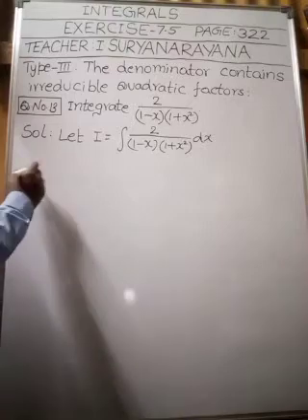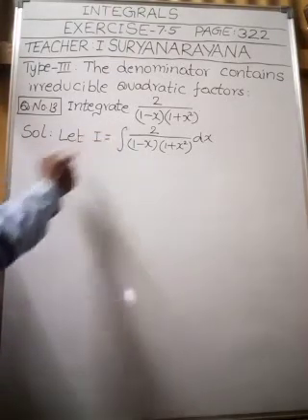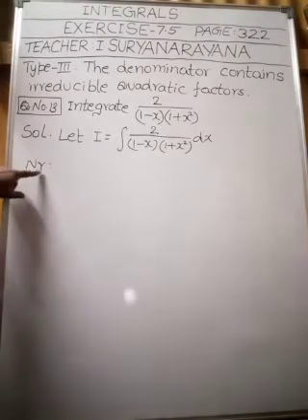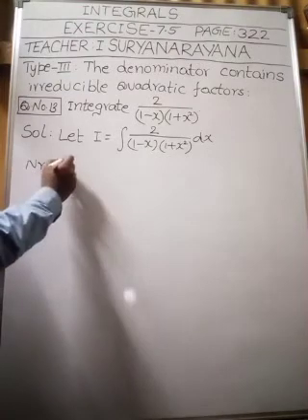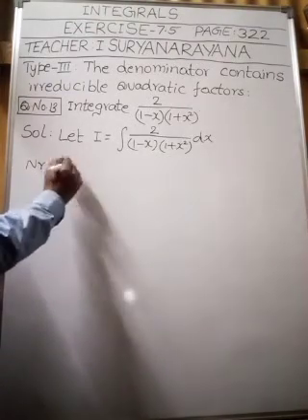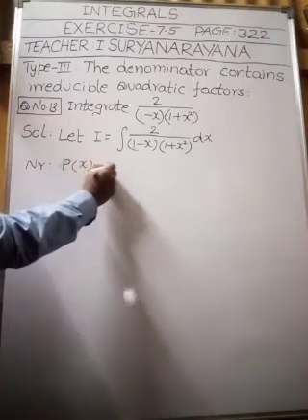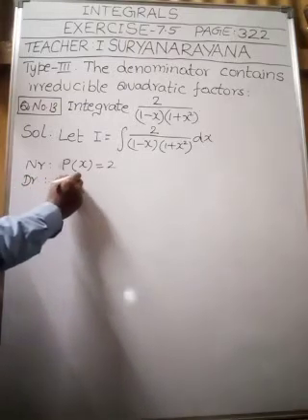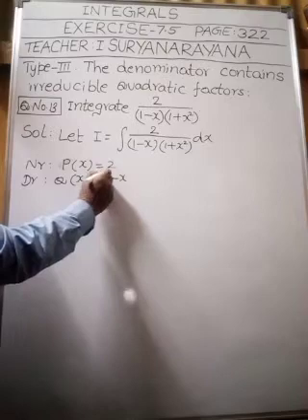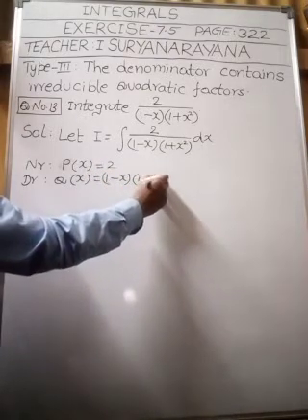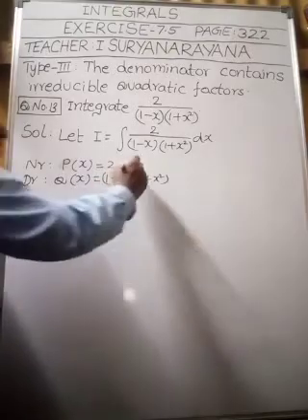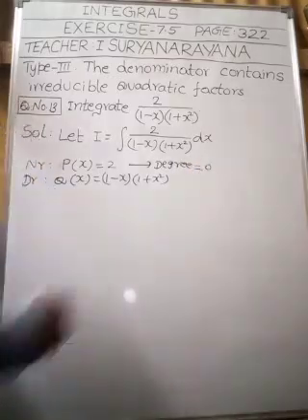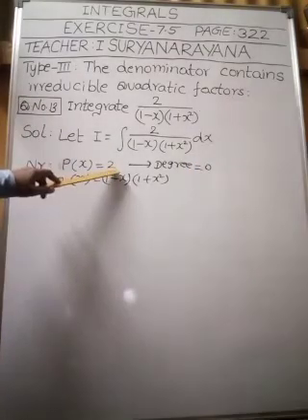Here the numerator is 2, that is p of x. p of x is equal to 2, and the denominator q of x is equal to (1 minus x)(1 plus x square). The degree of the numerator polynomial is 0.